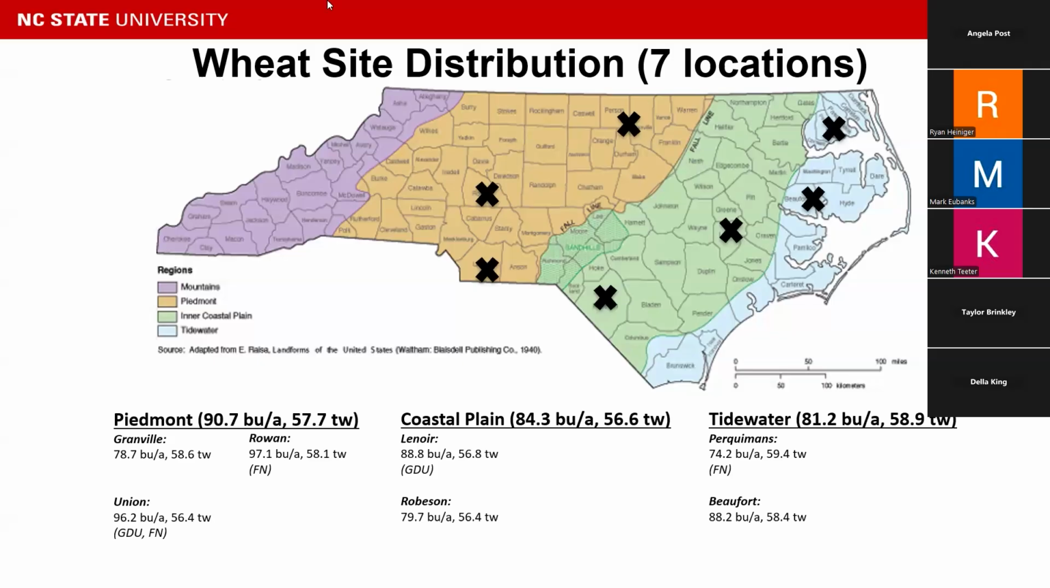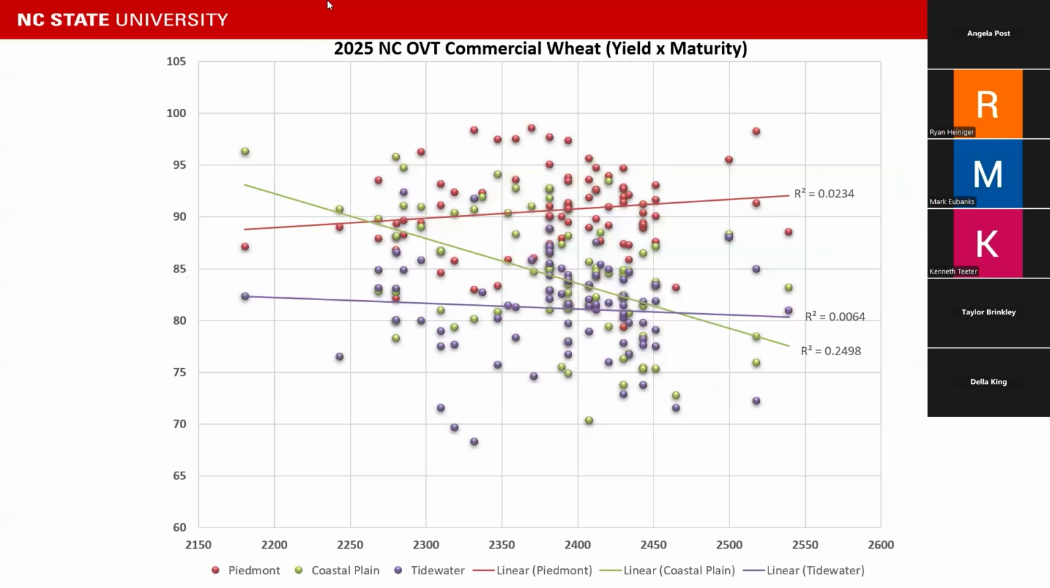I also like looking at how maturity played a role in yield across these regions, because we have seen instances where early maturity can be an advantage or a disadvantage based off the region when it's grown or the environment that we were looking at for that year. And so here I've graphed all of our varieties. Your bottom is your GDUs from early, which is around 2150, all the way out to late, which is about 2600. Each dot's a variety, and these are split out by regions. So red is Piedmont region, green is the Coastal Plain region, and purple is the Tidewater region. The lines that you're seeing there is just a trend line.